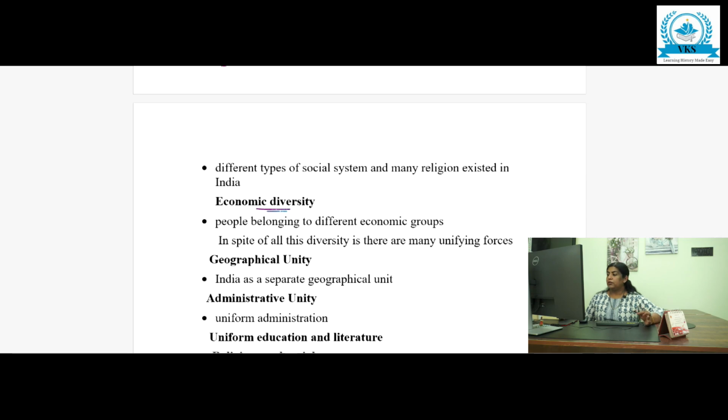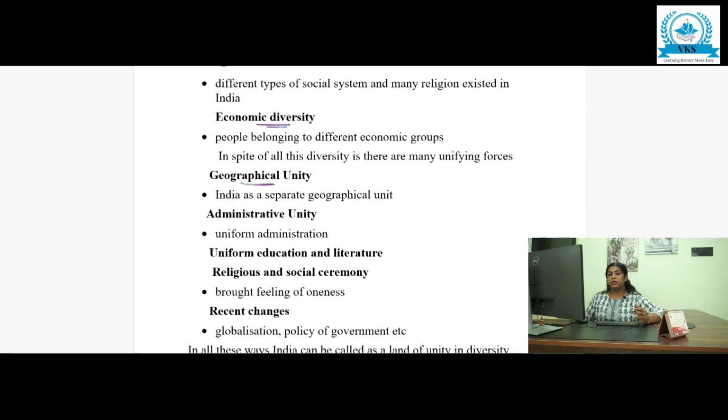So now in spite of all these diversities, there are many unifying forces. First is geographical unity. That is, India is a separate geographical unit. Even though so many differences are there, altogether India is a separate geographical unit. Administrative unity. India has uniform administration. All over India we have uniform administration. Uniform education and literature. We follow the same pattern of education and the same religious epics. So uniform education and literature. Now religious and social ceremonies, they brought the feeling of oneness among the people.